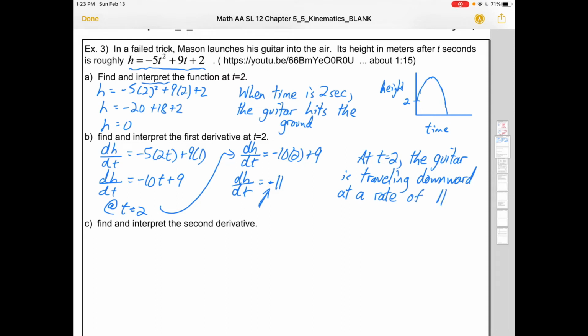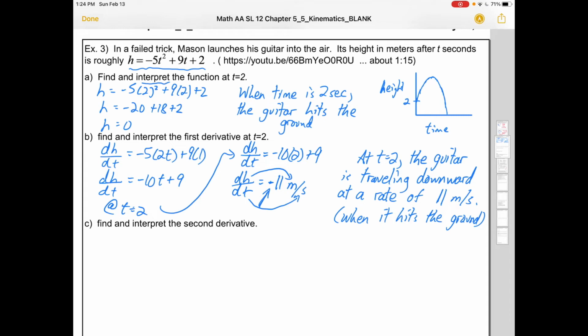Now, here's the nice thing about the Leibniz notation. It tells you the units. Height is in meters, per time, which is in seconds, at a rate of 11 meters per second. So when it hits the ground, that's what's going on, and that determines its likelihood of breaking or not. If it hits the ground at a slower velocity, it probably has a greater chance of surviving.